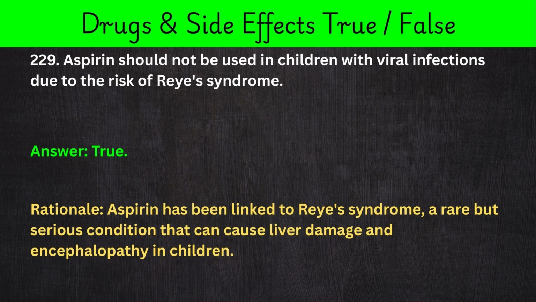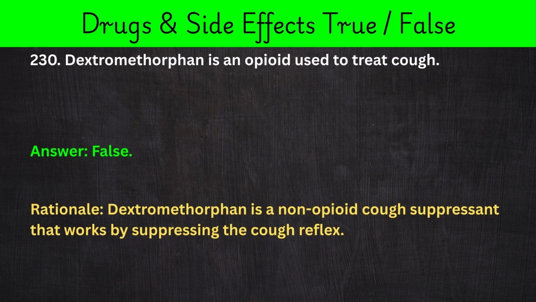Answer: true. Rationale: aspirin has been linked to Reye syndrome, a rare but serious condition that can cause liver damage and encephalopathy in children. 230. Dextromethorphan is an opioid used to treat cough. Answer: false. Rationale: dextromethorphan is a non-opioid cough suppressant that works by suppressing the cough reflex.